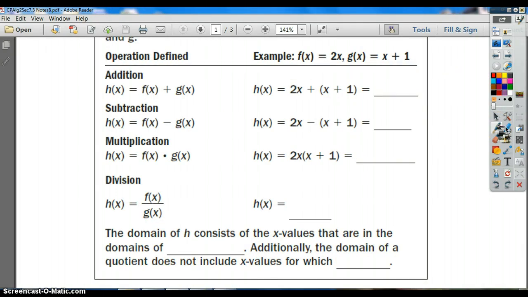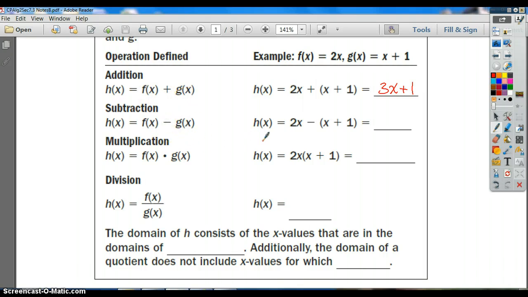Now let's walk through some of our rules here. We're dealing with basically functions, and we're going to substitute in 2x, which is here, for our f of x. We also will substitute in our x plus 1 for g of x. And we're just going to combine like terms and add these. So the total of 3x plus 1, that's what h of x would equal when we do f of x plus g of x.